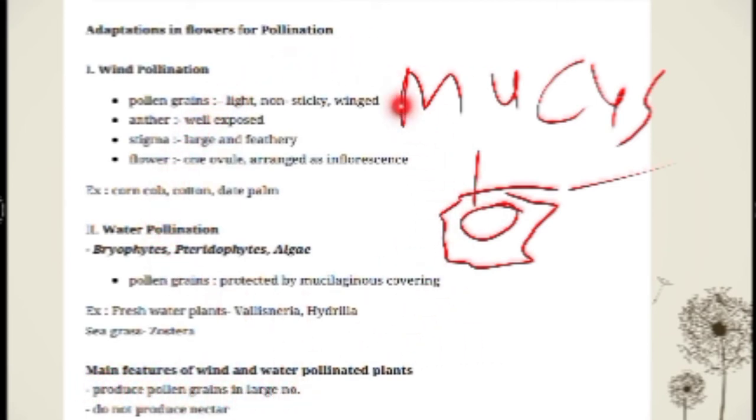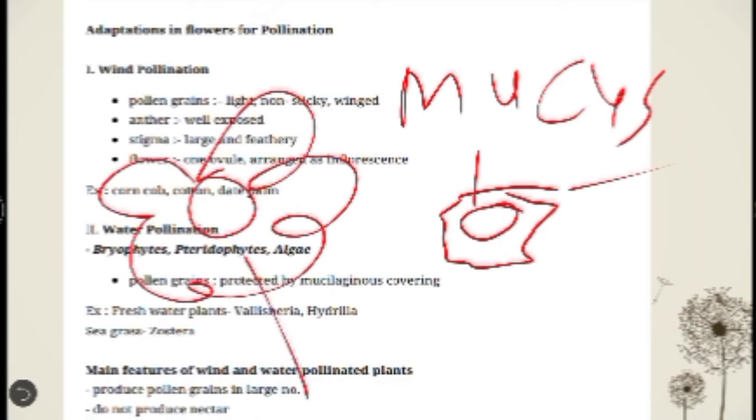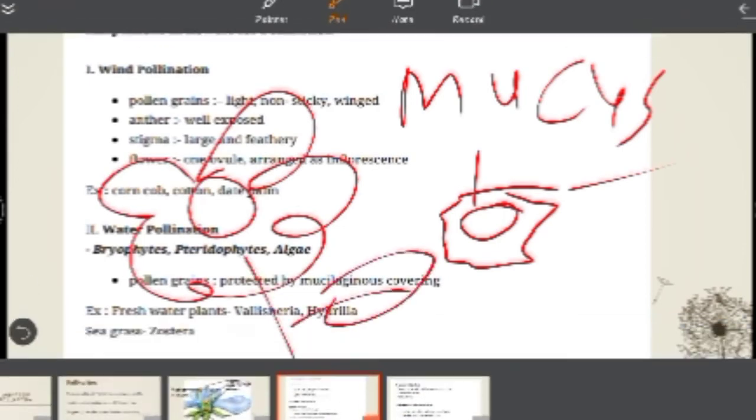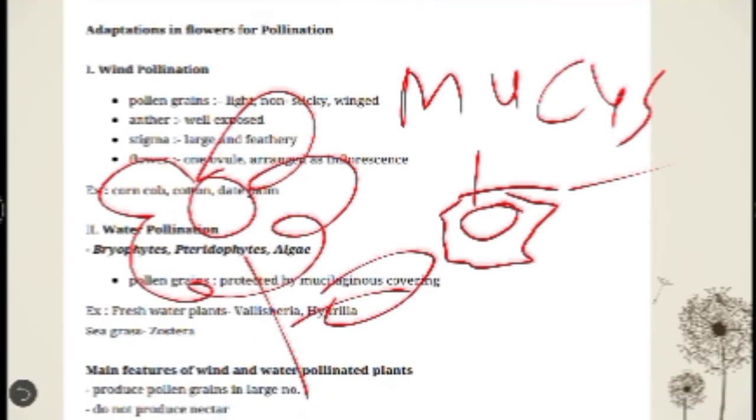The plants which show wind and water pollination, that means the plants whose pollen grains can be carried by wind and water, must have a very large number of pollen grains. And they will not produce nectar. Nectar means juices. Suppose this is a flower. Some flowers produce nectar. Nectar is a strong-smelling, tasty, juice-like substance which insects come and take. They love to take it. And if the flowers produce nectar, then wind pollination and water pollination cannot take place.